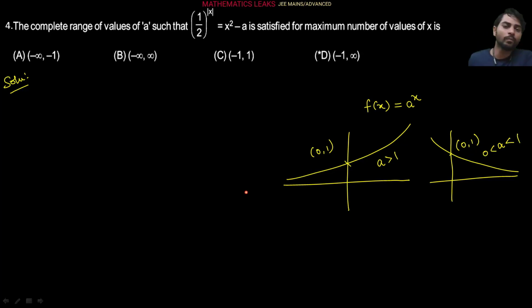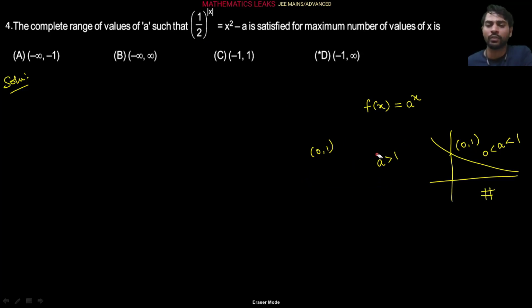So if you see in this question, on the left side of the equality it is 1 by 2 to the power mod of x. So the base is 1 by 2, so this kind of characteristic graph is possible here, correct? So I am just removing this one. So 1 by 2, let's suppose f(x) is equal to 1 by 2 to the power x we are talking about.